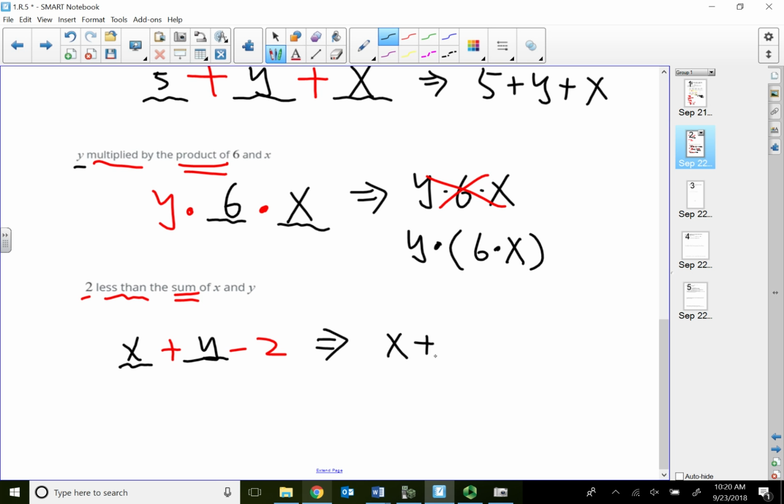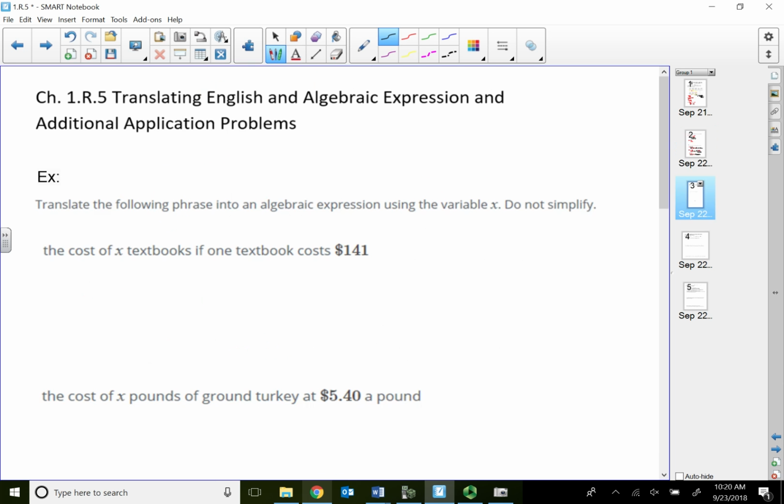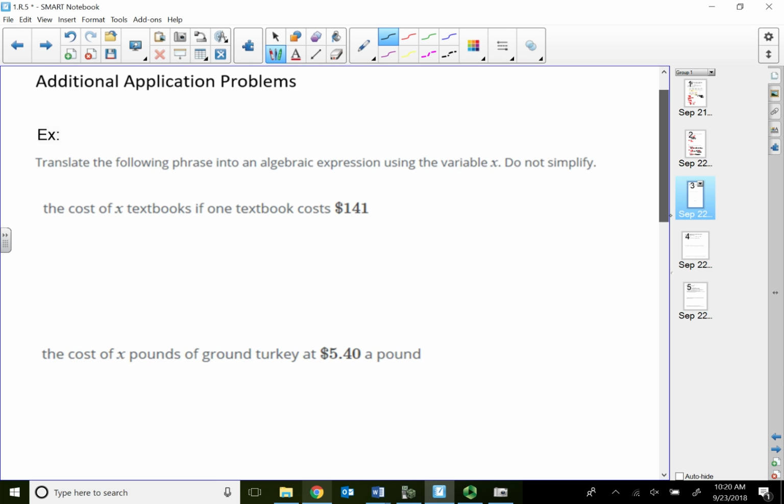So does the problem say x plus y minus 2? Well, that looks like y subtract 2, okay? But the problem is actually saying 2 is going to get subtracted from the entire sum of x and y. That's why x and y have to be in the parentheses. A little bit tricky using the parentheses, but it kind of makes sense. 2 does not get subtracted from y. 2 gets subtracted from the entire sum of x and y. Now, again, these problems using x for variable, do not simplify.